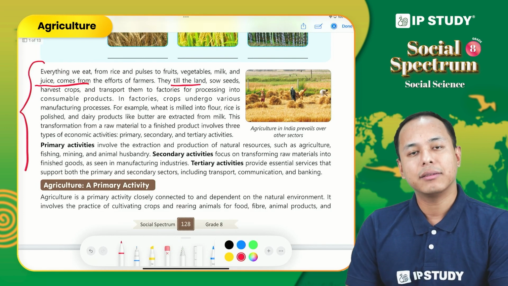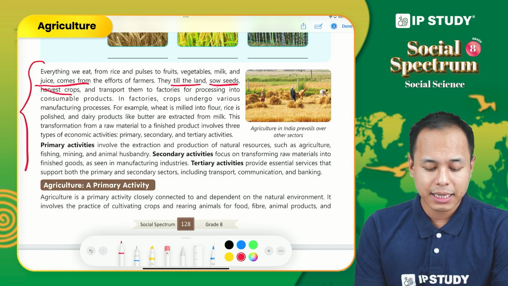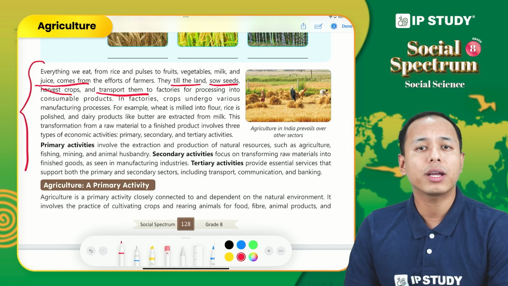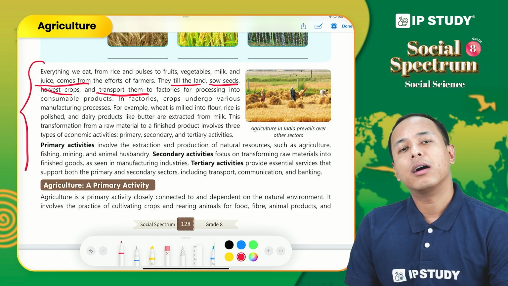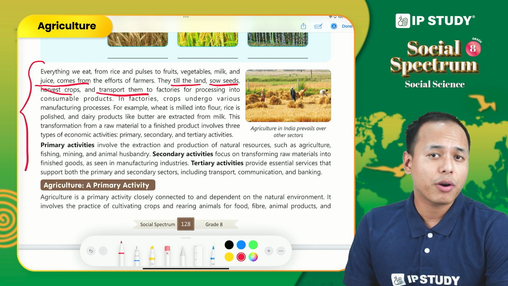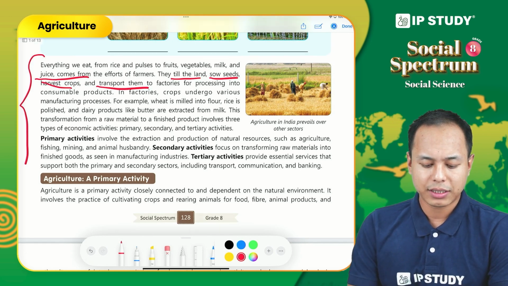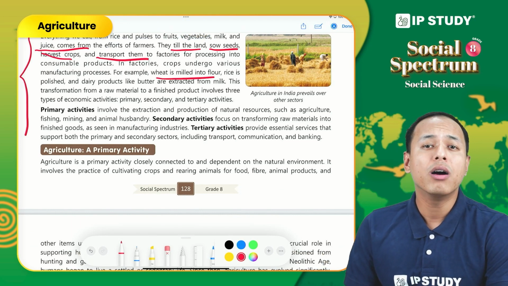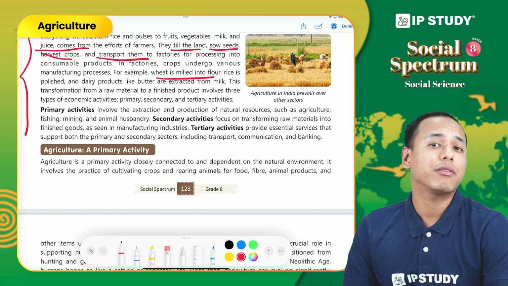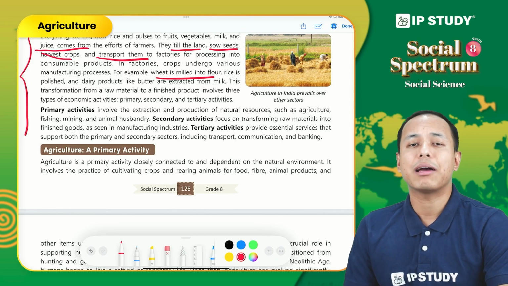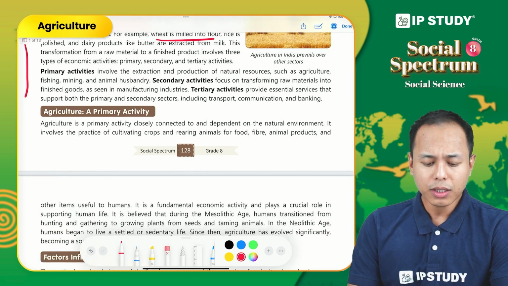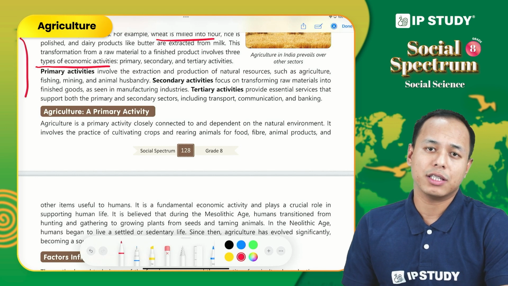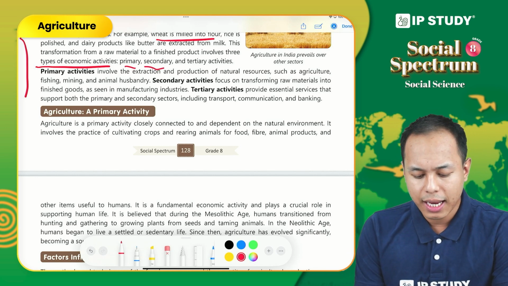They till the land, they sow the seeds, they harvest crops, and they transport all those harvested crops to factories where they are processed. In the factory, the raw material is transformed into a finished product which we can consume. For example, wheat is milled into flour, rice is polished, or butter and dairy products are extracted from milk. So all these things happen in a factory. We can see three types of economic activities involved in this process: primary, secondary, and tertiary.